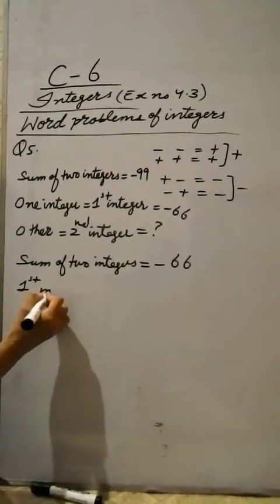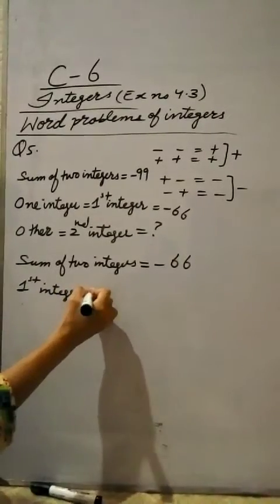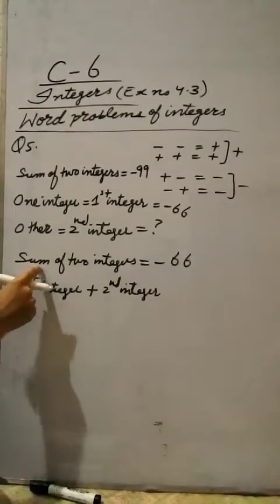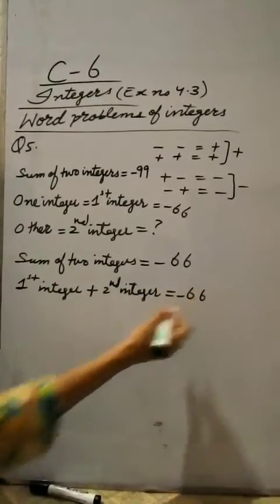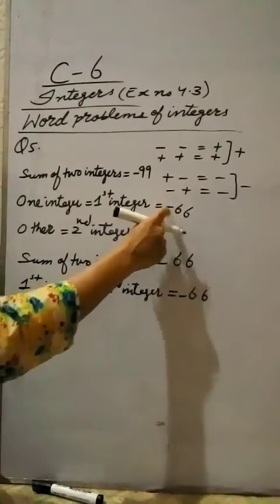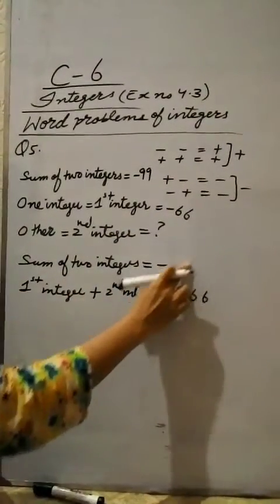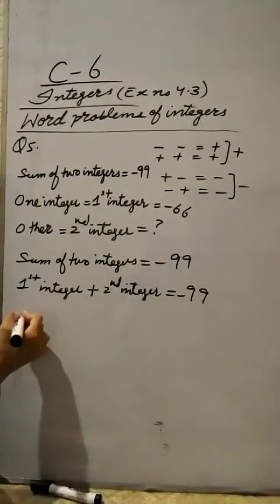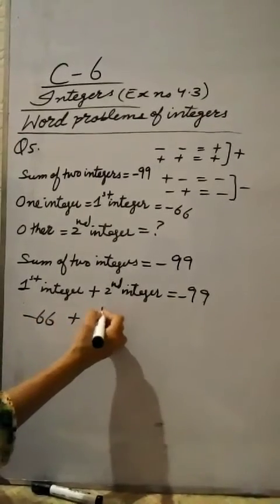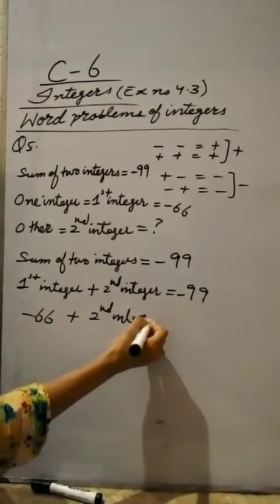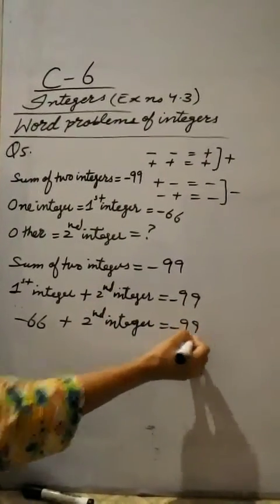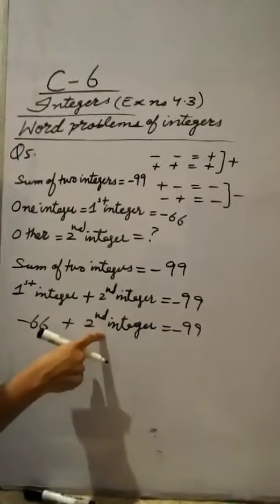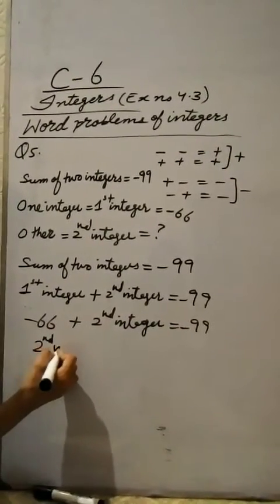What are the two integers? Integers mean first integer plus second integer. What is the meaning of sum? Sum means addition, equals to minus 99. What is the first integer? First integer is minus 66. Sum of integers is minus 99. First integer is minus 66 and second you need to find. Second integer you need to find. Minus 99 and minus 66 are relatives. We need to find the second integer. So write down second integer.